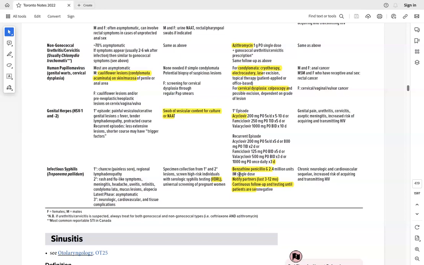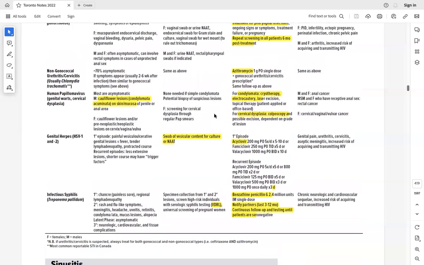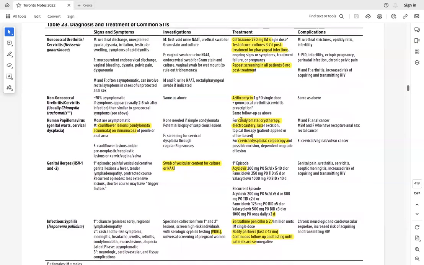What is the treatment? Benzathine penicillin G, single dose. IM, single dose. Okay, one time just give it and that's it. Then we have to notify the partners. Okay, for all of these, remember, these are notifiable diseases. We will report to the public health and we will treat.